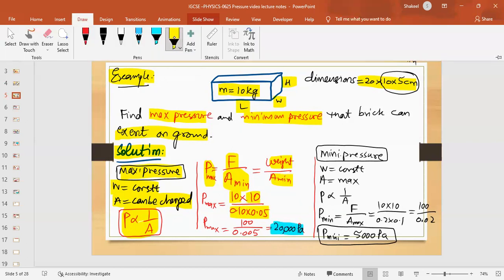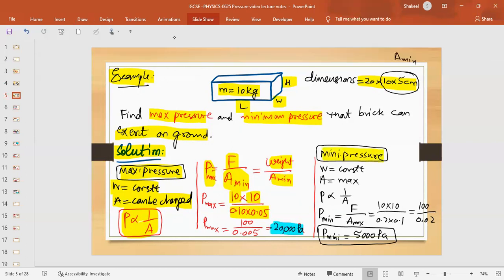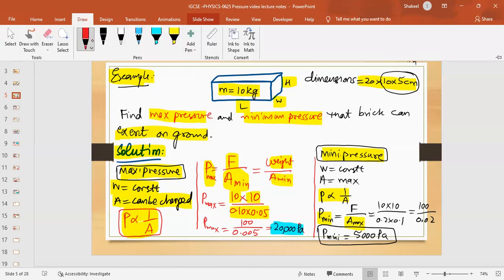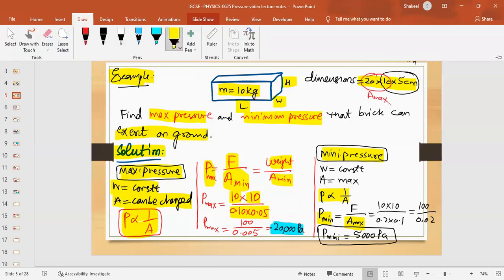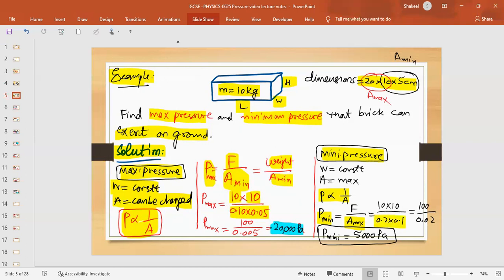Now, for the minimum pressure, you have to use maximum area. So the maximum contact area is this one, 20 into 10. So this is your maximum contact area. So it's like 0.2 into 0.1 because you have to divide it by 100, like 20 divided by 100 is 0.2 and 10 divided by 100 is 0.1 to get the area. So your answer is 5,000 Pascal. So the minimum pressure is 5,000 and the maximum is 20,000.